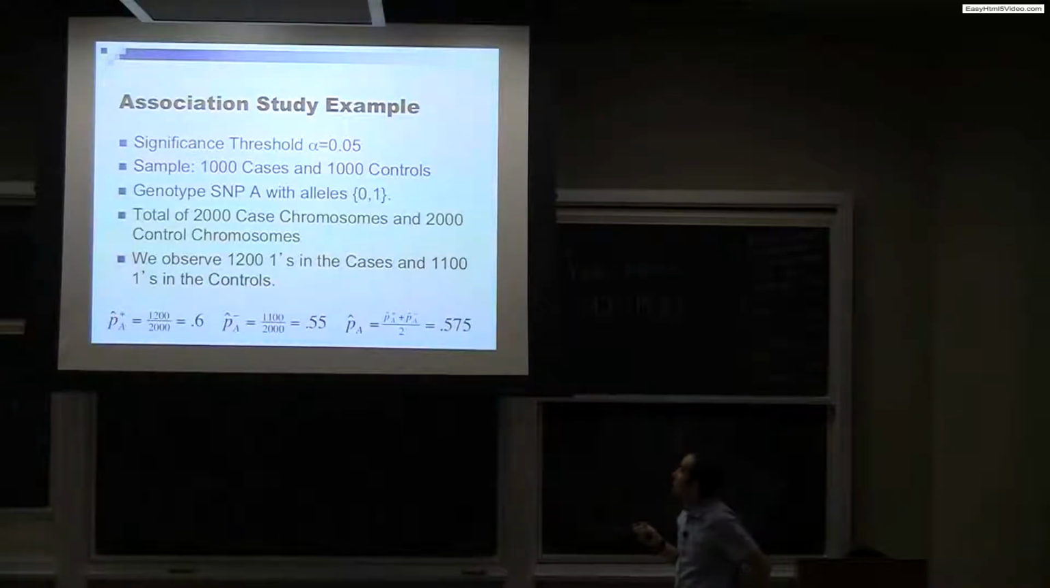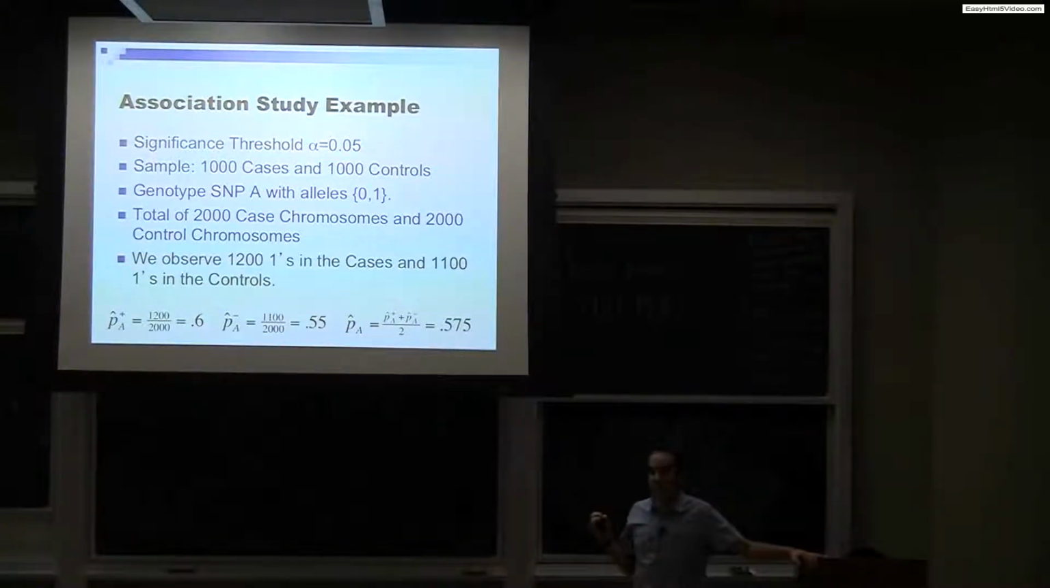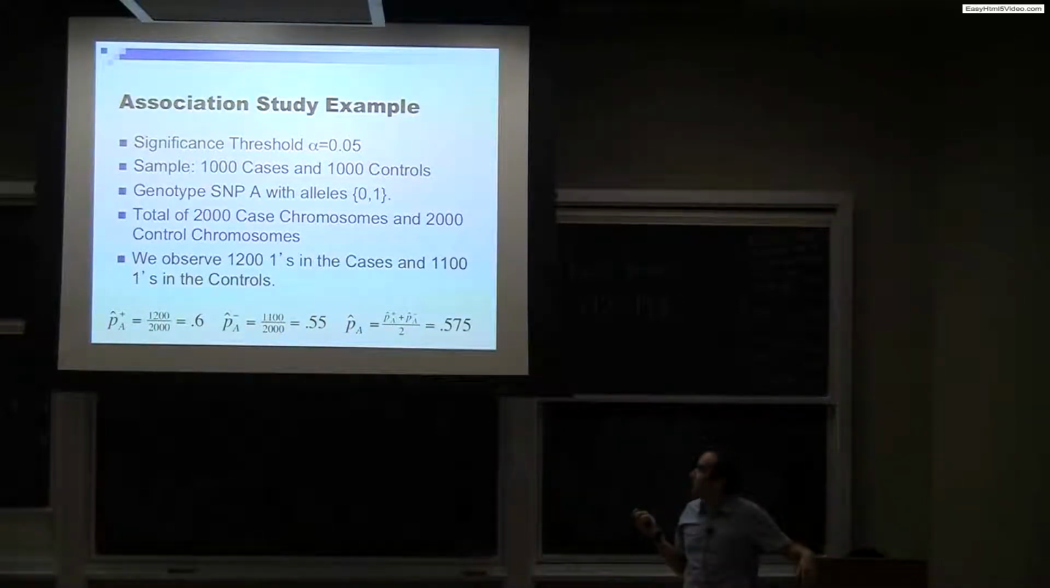That's the p-value. Okay, here's another example. Now I increase the number of individuals to 1,000 cases and 1,000 controls, so you have 2,000 chromosomes. And what do you see? You see 1,200 ones in the cases and 1,100 ones in the controls. If we remember, these frequencies are the same as in our first example that wasn't significant. But do you think this is significant now? Obviously, I wouldn't have put it in the lecture notes if it wasn't. So it's significant.